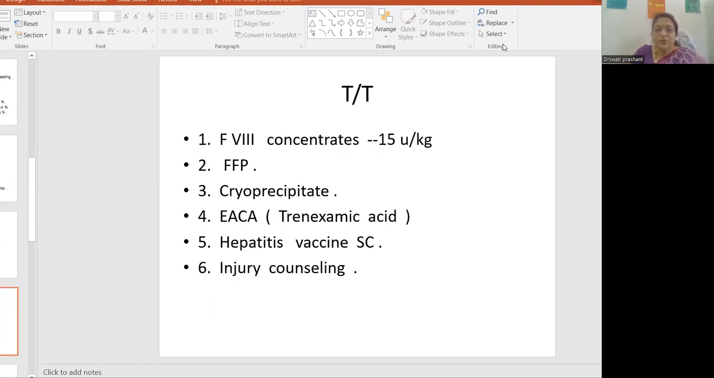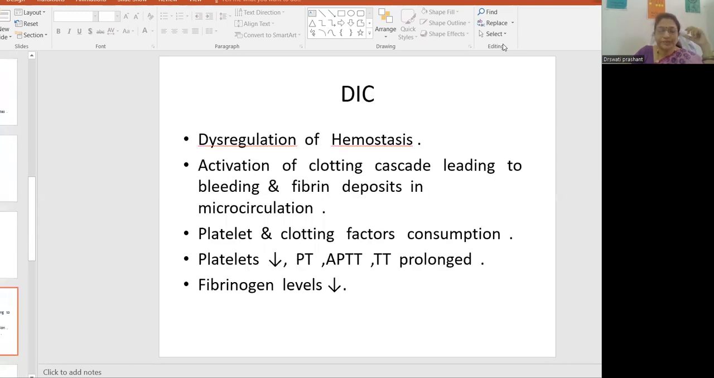The treatment of hemophilia is factor VIII concentrates, 15 units per kg. We can also give fresh frozen plasma, cryoprecipitates, epsilon amino caproic acid or tranexamic acid to stop the bleeding. Hepatitis B vaccination should be done in all cases of hemophilia because they are going to receive blood transfusions off and on. Injury counseling is a must. We have to counsel the parents and the patients about which sports to be played and which not to be played.